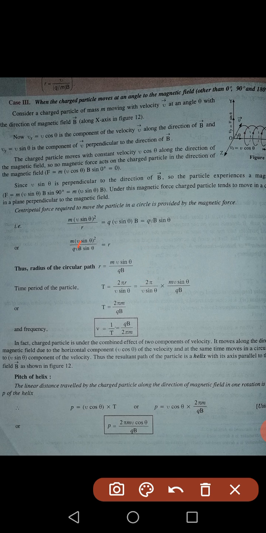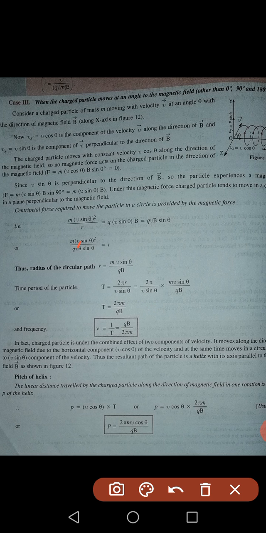Then if this is the radius, how did we calculate the time period in the last case? Last case it was 2 pi r by only v. This time it is 2 pi r by v sine theta. So 2 pi r means, in place of this radius we substituted this value here. So v sine theta got cancelled. This is the time period.